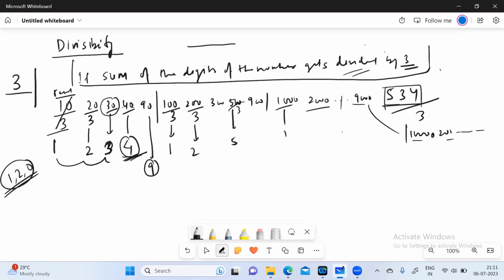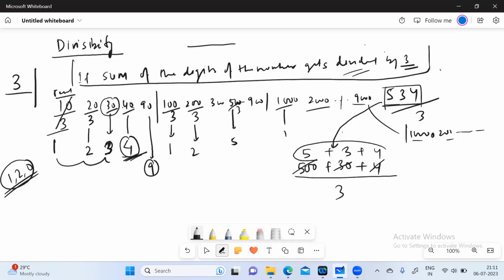So now, for 534, what I am saying here is it is 500 plus 30 plus 4. And if it gets divided by 3, here I'll be getting remainder 5, here I'll be getting remainder 3, and this 4, let's take as it is. So now the total remainder is this. Rest everything gets divided by 3. So the total remainder that I'm now having is 5 plus 3 plus 4, which is 12. And if this 12 gets divided by 3, the entire number will get divided by 3. So did you understand what I did here?